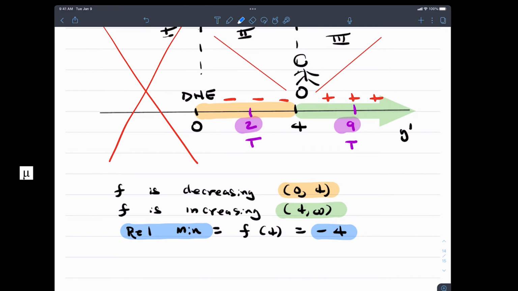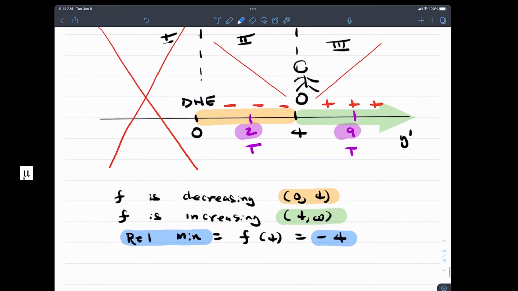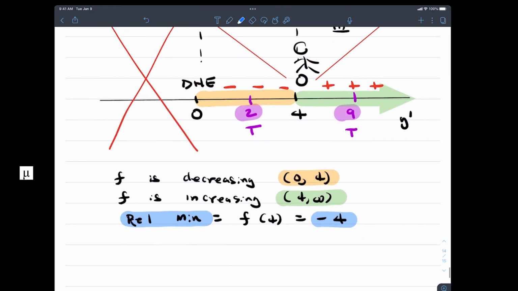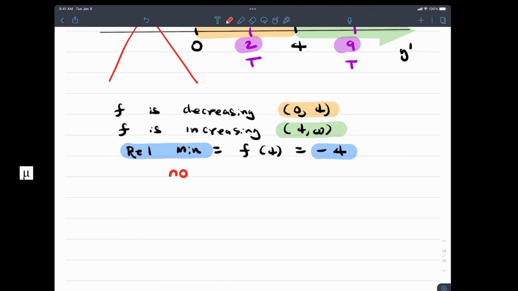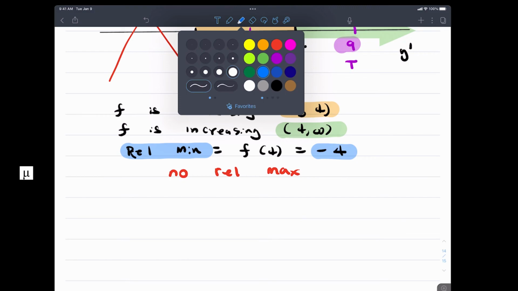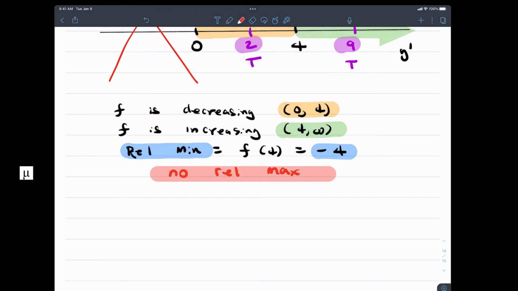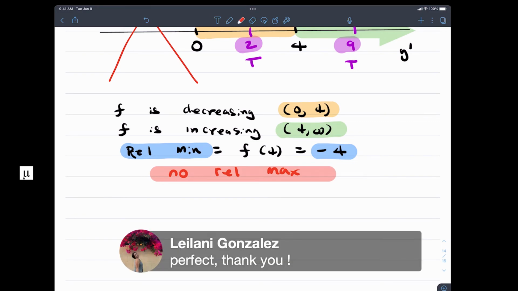Okay, you guys okay with that? And that's pretty much all the analysis you can do. It only has the relative min. There's no local max or relative max. You don't have to say that, only if they ask: is there a local max or relative max? There's none. Yes. So same thing there, Lilani. You got that as well there, okay?